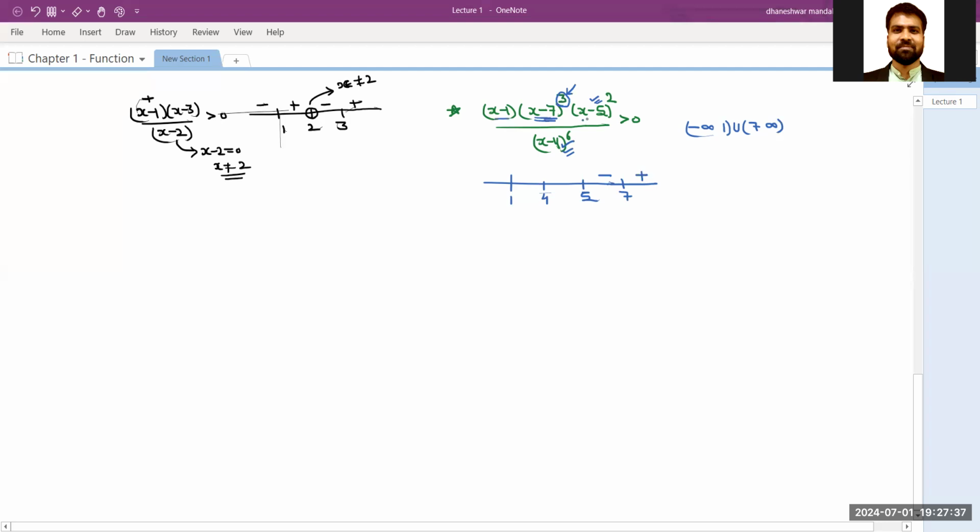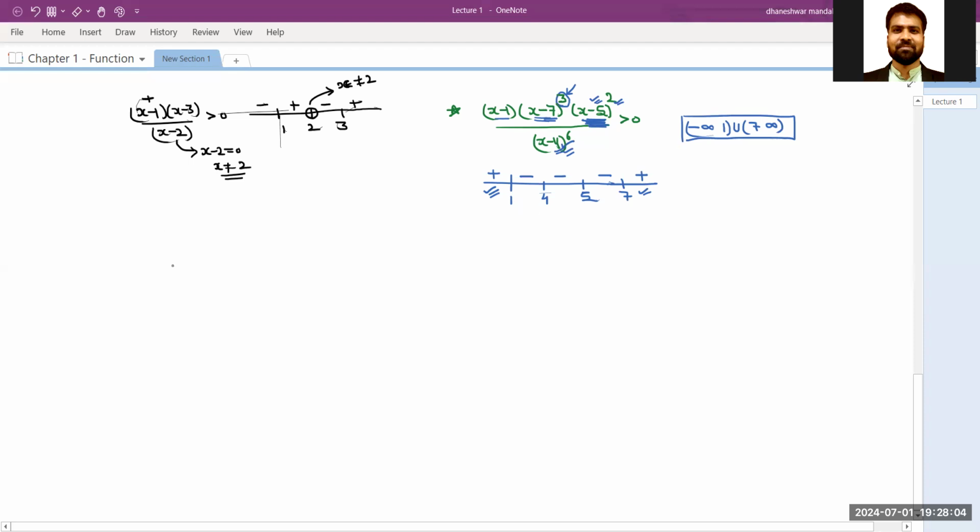But at 4 the sign does not change because of the even power, so again minus sign is there. Here also minus sign is there. Then I get plus sign. It means the solution of this inequality is this region and this region. So absolutely right, Shivani. Your answer is correct: minus infinity to 1, union 7 to infinity. Okay, is this clear to everyone?